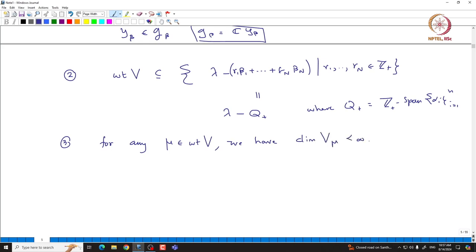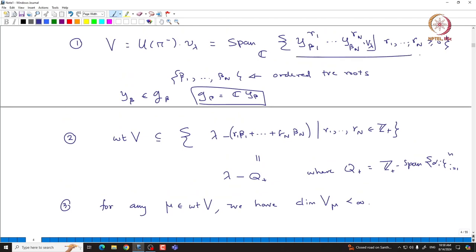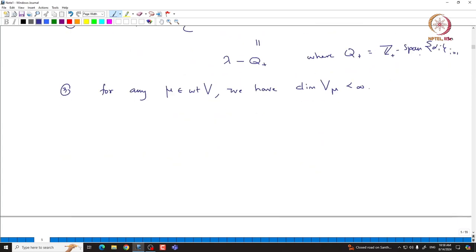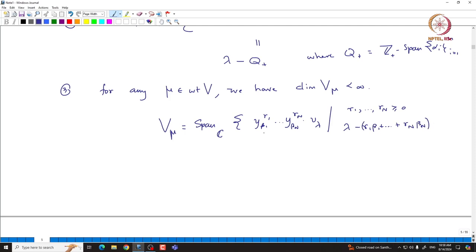So that is because the dimension of V mu can be calculated using the basis that comes from this spanning set, where we have Y beta 1 power R 1 etcetera Y beta n power R n applied on V lambda. So because of that, we can easily see that there will be a spanning set theoretically coming from these PBW type bases applied on V lambda, okay. So in particular, what will be V mu? V mu is going to be the span of Y beta 1 power r 1 etcetera Y beta n power r n applied on V lambda, where you restrict r 1 etcetera r n, which are non-negative integers, such that lambda minus r 1 beta 1 plus etcetera plus r n beta n, which is the corresponding weight of this word, should be exactly equal to mu, okay.